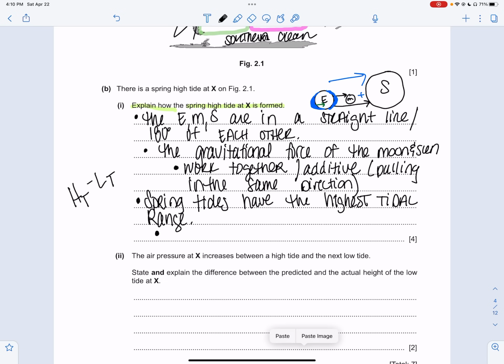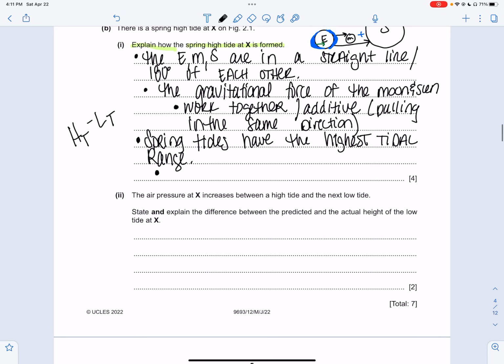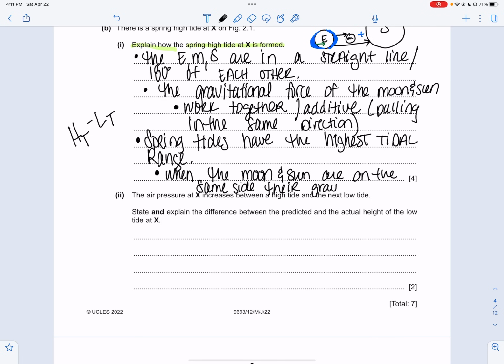And then last thing we can just say is what I just drew. This would be during a new moon, when the moon and sun are on the same side. Their gravity is the strongest force on the ocean or the body of water.